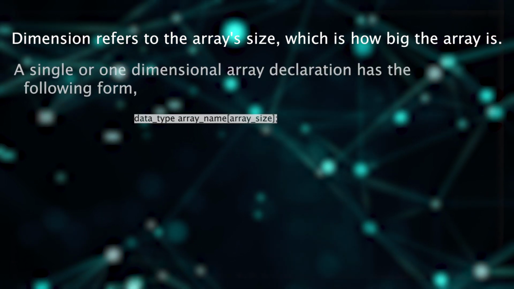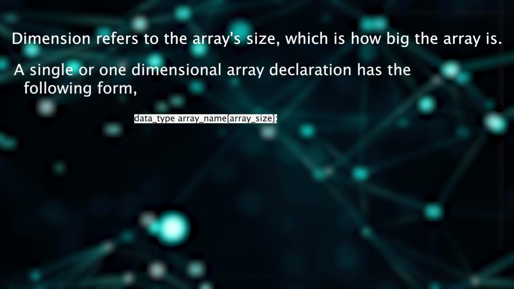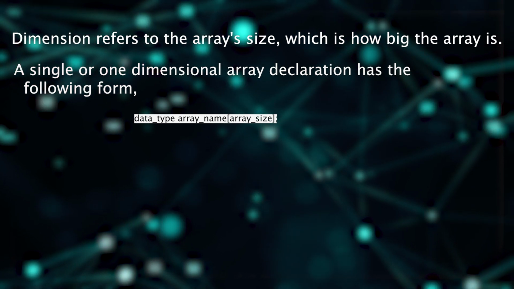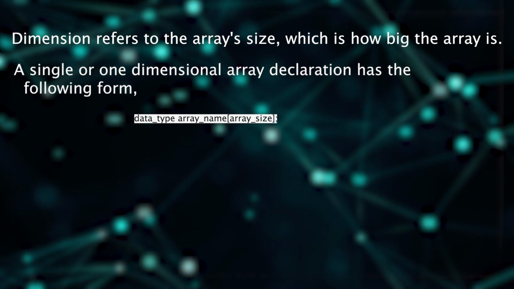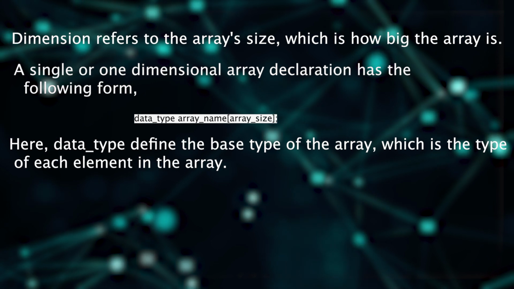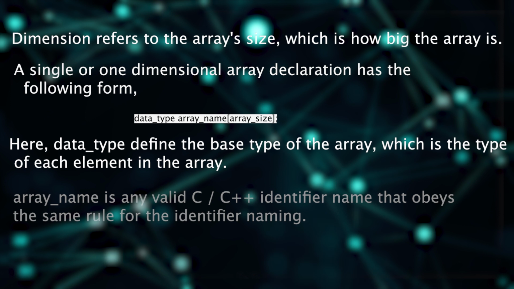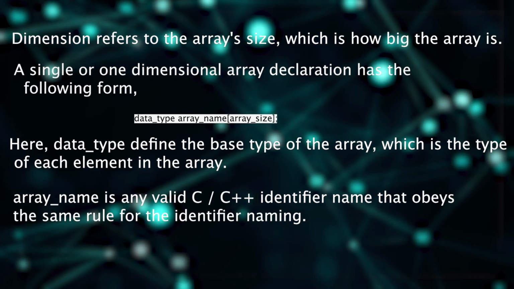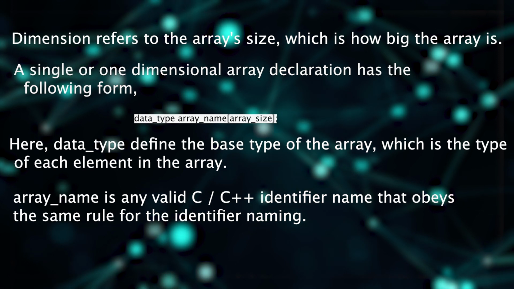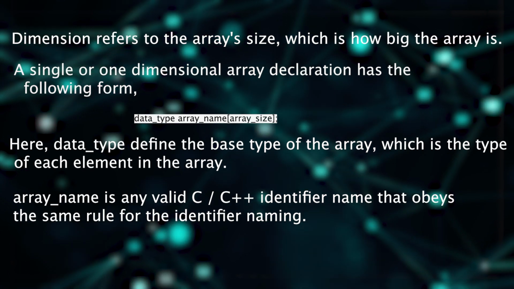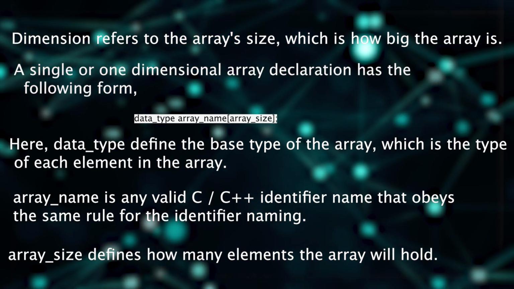A single or one dimensional array declaration has the following syntax: data type, after that the array name, and in brackets the array size. Here the data type defines the base type of the array, which is the type of each element in the array. The array name is a valid C identifier, a name that obeys the rules for identifiers, and the last, array size, defines how many elements the array can hold.